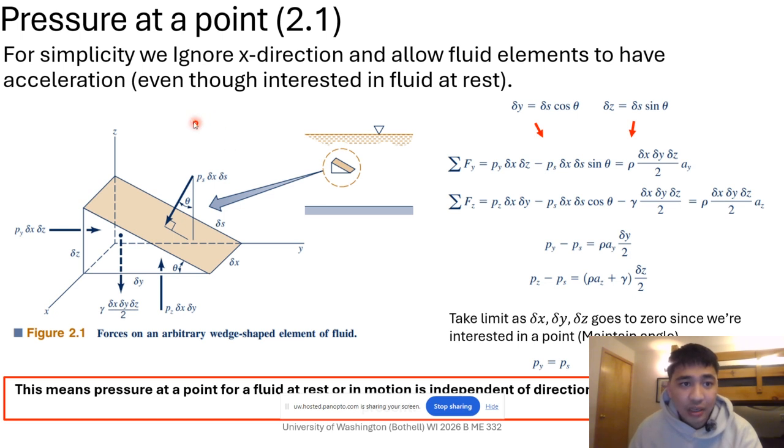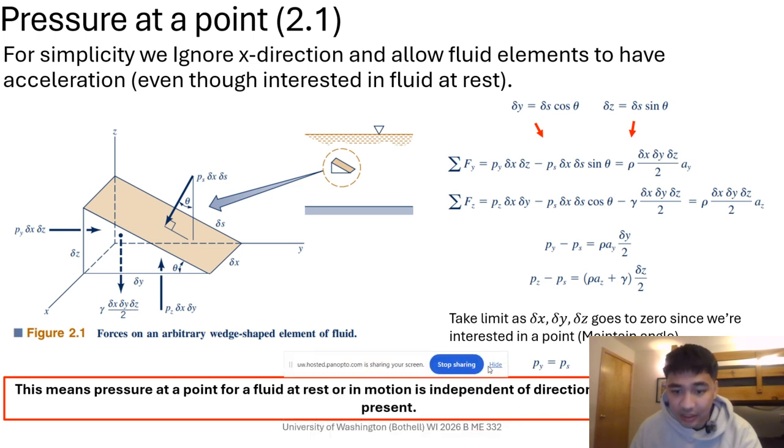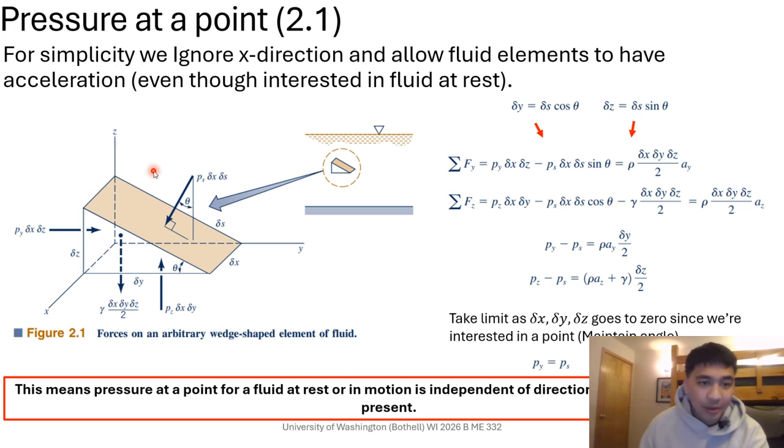Okay, so our first topic we're going to talk about is pressure at a point. So this is just kind of a concept thing and right here is what I really want you to understand. The whole goal is to show you how for a pressure at a specific point that we want, the direction does not really matter. So I'm going to talk you through this just so you can see why this is important. So for simplicity, we're going to ignore the x direction, right?